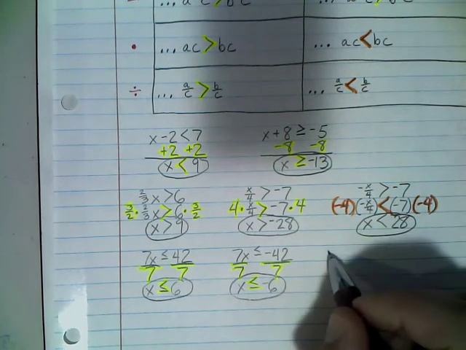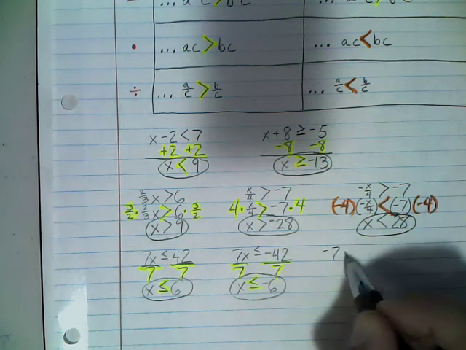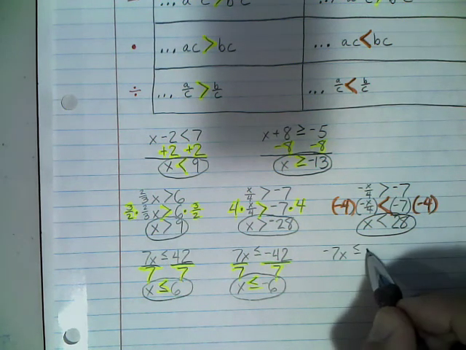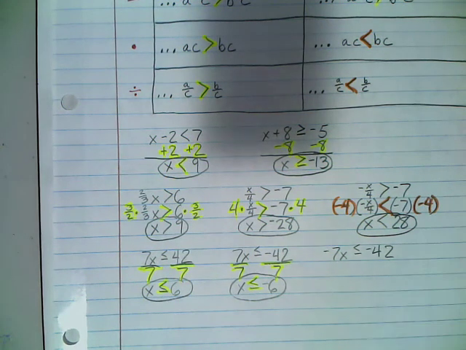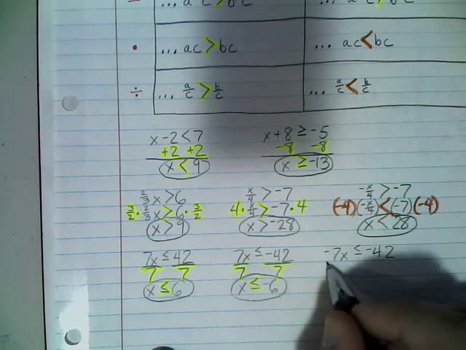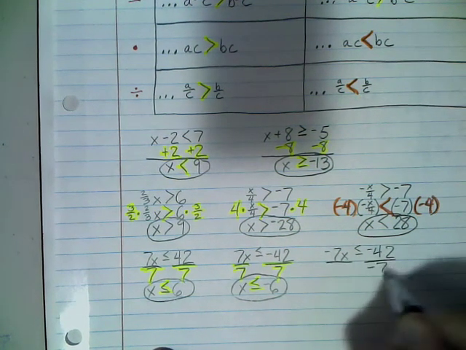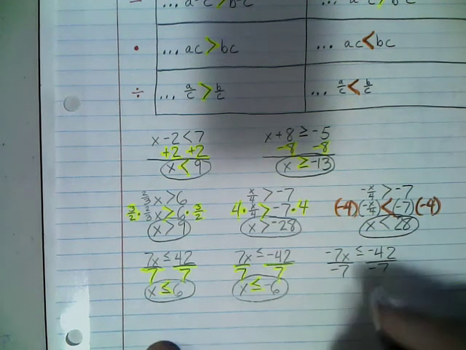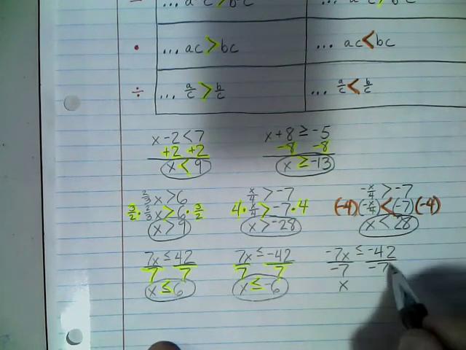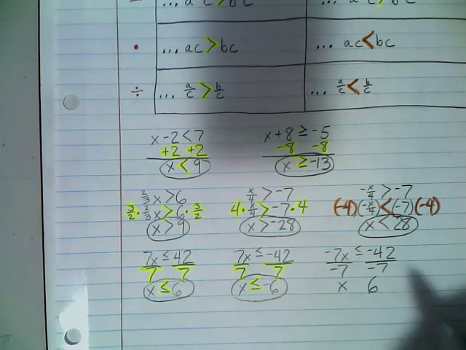And then finally, what if I have -7x is less than or equal to -42? Well, to get rid of the -7 there, I'm going to have to divide both sides by -7. And so I'll end up with x, and then -42 divided by -7 is 6. And again, this is where a lot of students will want to make mistakes.